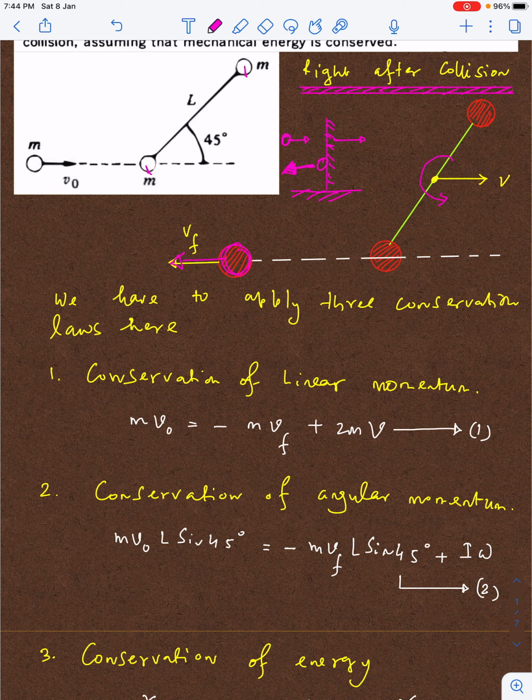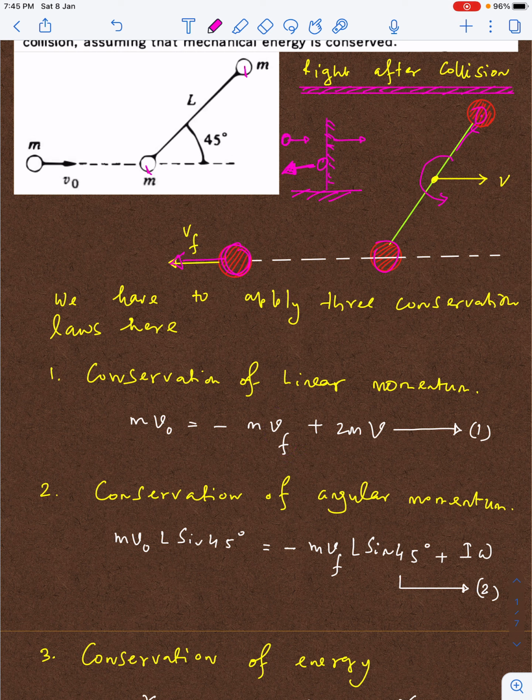So think on it. Moving ahead, in this case we will apply three conservation laws: conservation of linear momentum, conservation of angular momentum, and conservation of energy. Right after collision, the entire system comprising these two masses and the rod will move with velocity v, the velocity of the center of mass of the system, and the ball will bounce back with velocity vf, as we have seen in the diagram.